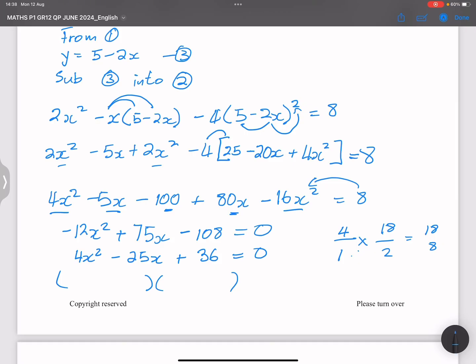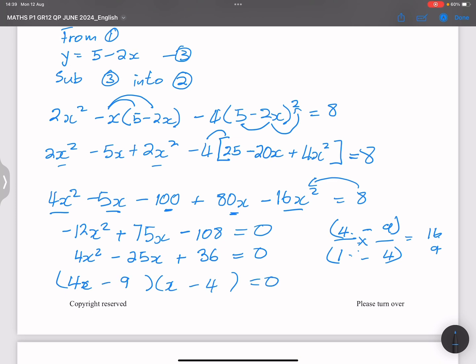Okay, so if we try to swap the numbers around, let's take that 9 and 4 again. So in this case 4 times 4 is 16, and 9 times 1 gives me 9. Definitely 16 plus 9 gives me 25. So that means this would be your first bracket, that would be your second bracket, and both your brackets would be negative. So we've got 4x minus 9 and we've got x minus 4.